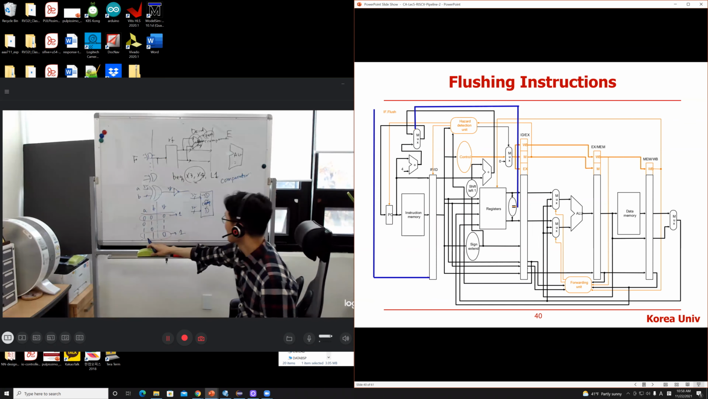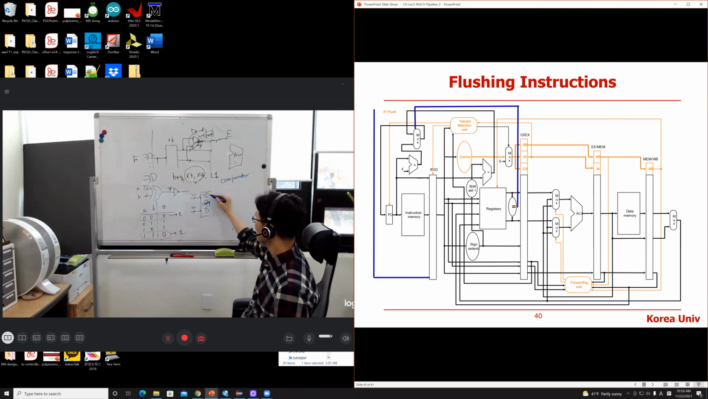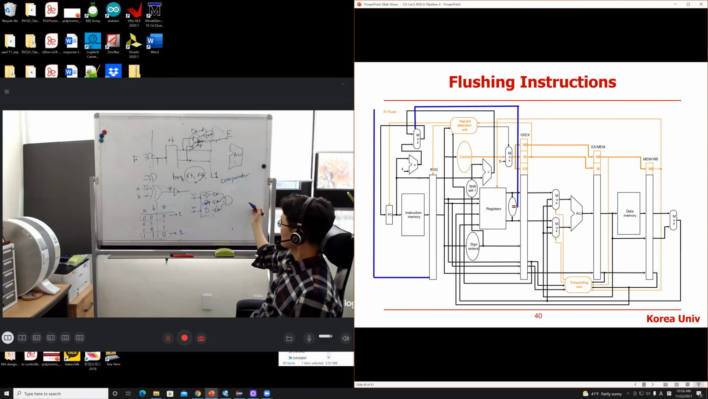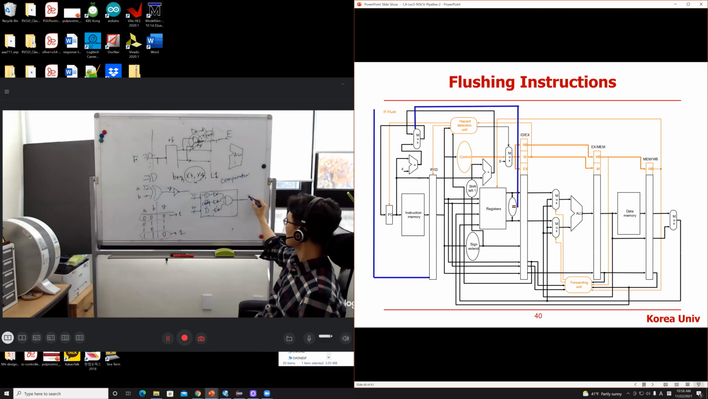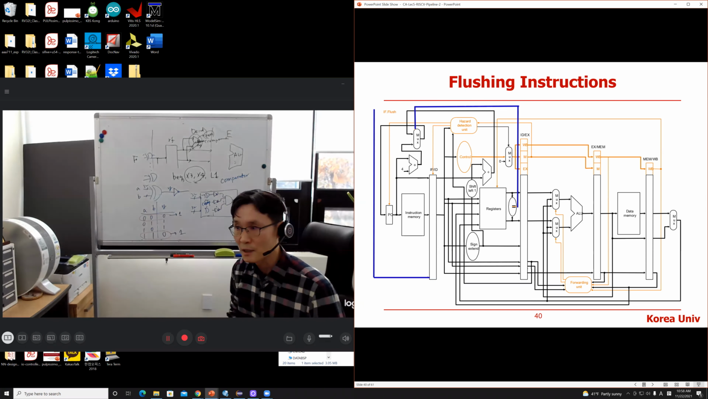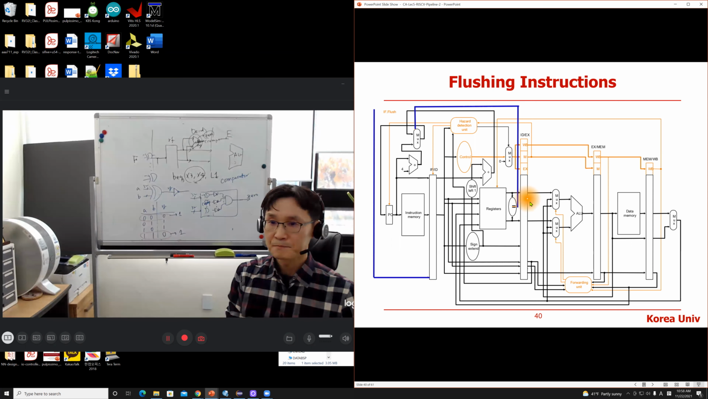If I draw some detail, then 32 inverters, then a final AND gate. It has 32 inputs. If everything is 1, then the output is 1. Otherwise the output is 0. So that is the comparator. Simple, right? This one, comparator.